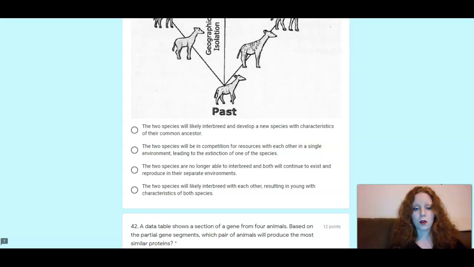The two species are no longer able to interbreed, and both will continue to exist and reproduce in their separate environments. Pretty much what's happening with the two species right now. So that sounds pretty plausible. The two species will likely interbreed with each other, resulting in young with characteristics of both species. Again, that use of the word likely doesn't make me like this answer choice. So probably rule that one out.